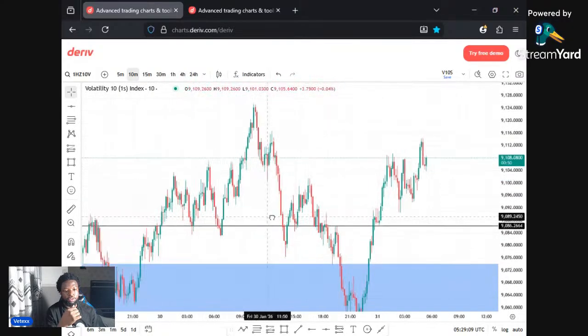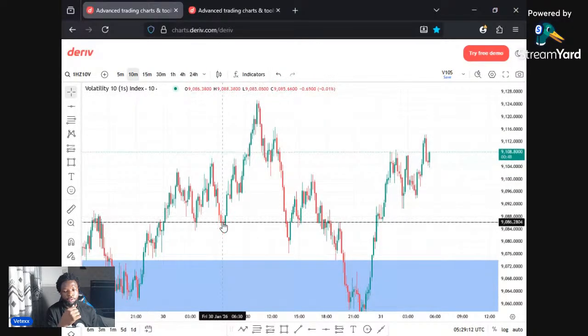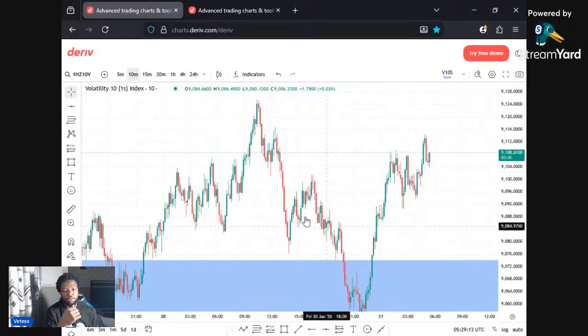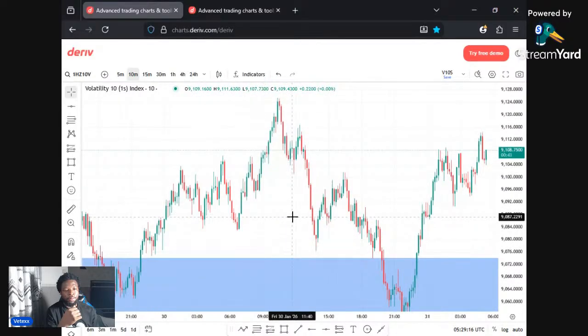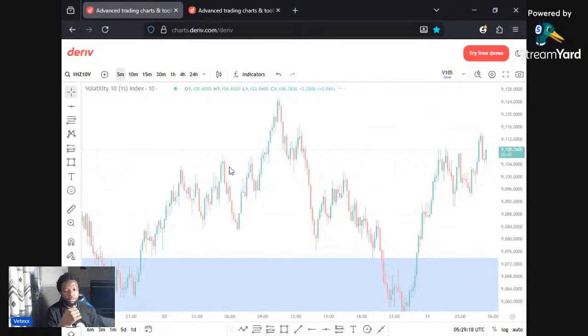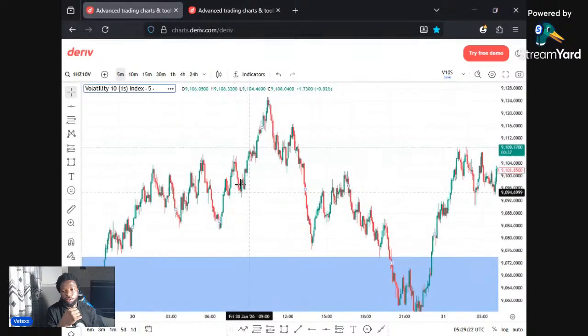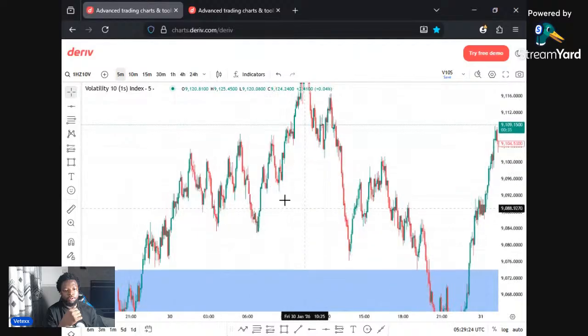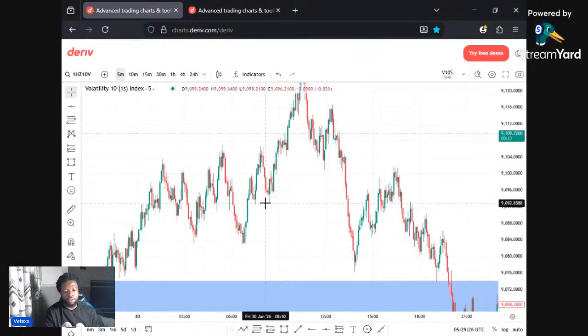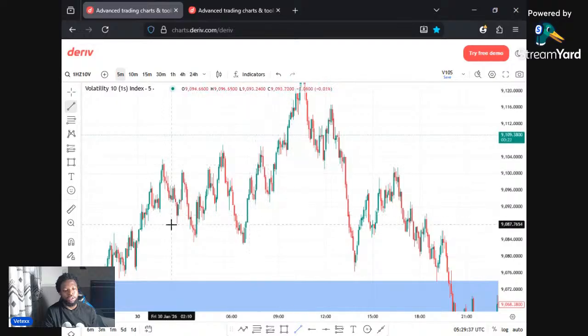You already have a setup here. Okay, let me just use 5 minutes for example. You can see we already had a setup that played out yesterday, which is this. I didn't share this setup yesterday because it didn't do up to 1 to 3 or 1 to 4 risk to reward. So we need to be taking more high risk to reward trades and fewer low risk to reward trades.